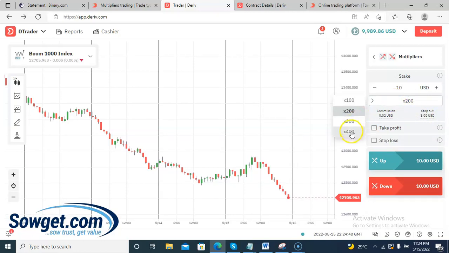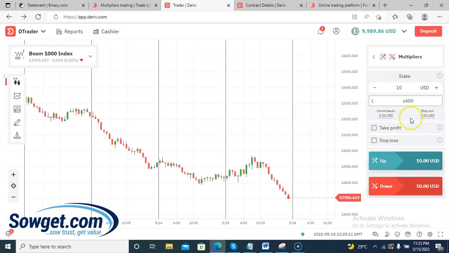So the system already calculates this based on your multiplier. If I set my multipliers to times 400, then the stop out value reduces here. So now you can see it says when your current loss exceeds 50%. So meaning that the higher the multiplier you use, the lower the stop out. So you need to pay attention to that when you want to set your trade.